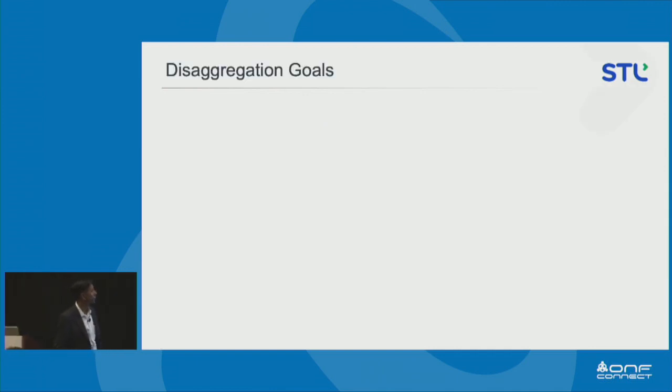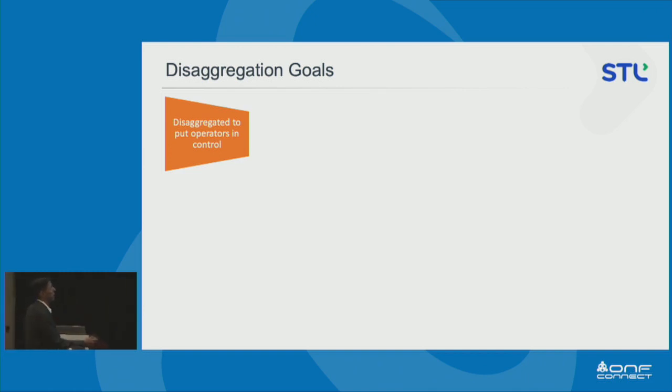So let's talk about the disaggregation goals, those we want to see when we are talking about the solution. Disaggregation has to put operators in control, and ONF is very well giving that opportunity to operators to define those requirements, and we as the products and solution creators are taking those requirements to ensure our products have those.